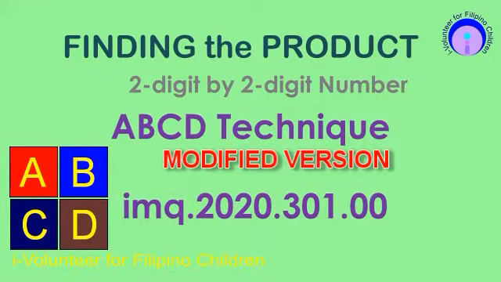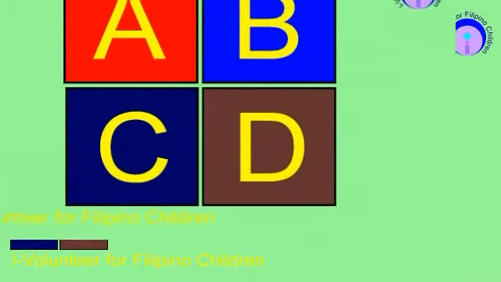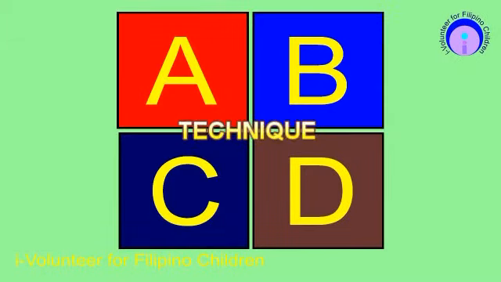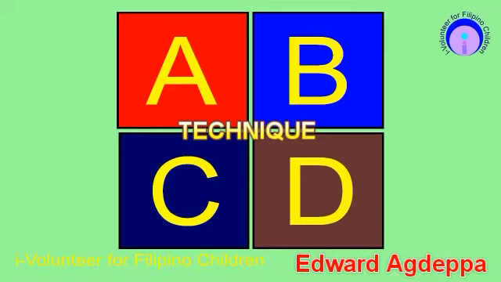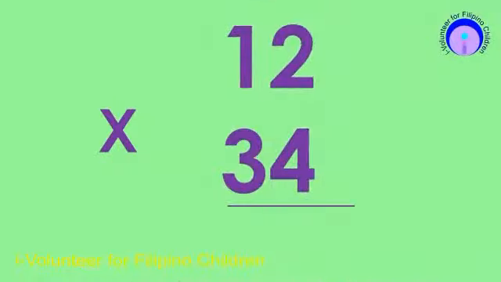Discussing the ABCD technique to enable young learners to mentally multiply even big numbers with ease and confidence. This technique was developed and designed by yours truly in order for you to multiply fast but accurately. Tara, mga kids, multiply na tayo. We will multiply 12 by 34. The number on top is called the multiplicand, and the number below the multiplicand is the multiplier.